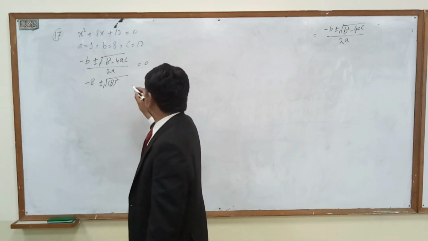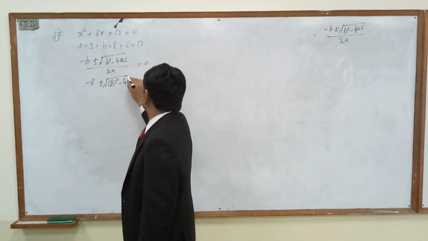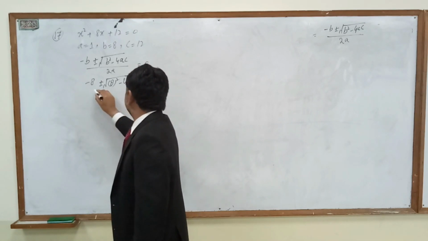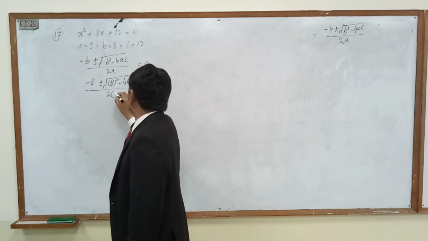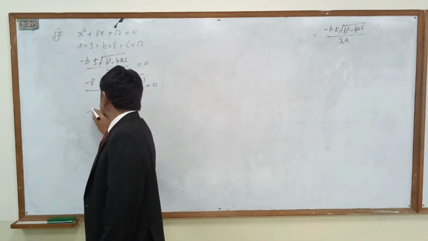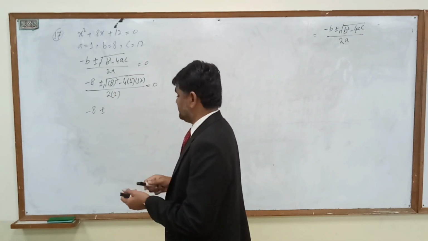b squared minus 4ac: what is the value of a? 1. Value of b? 1. Value of c? 12 divided by 2... and 2 into 1 is equal to 0. Minus 8 plus or minus 64 minus 48.